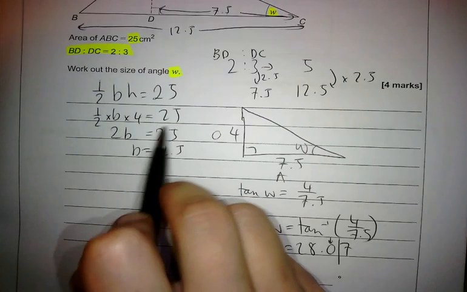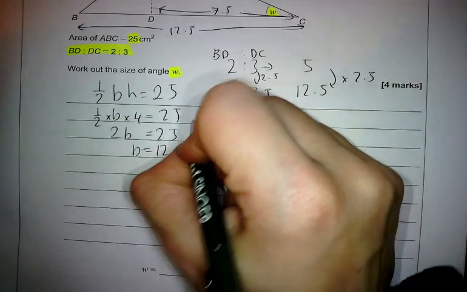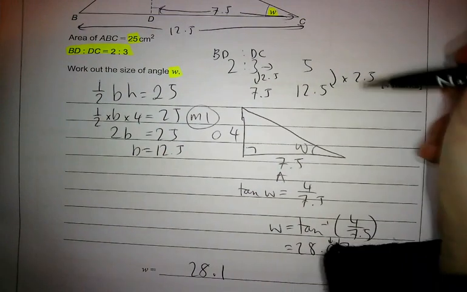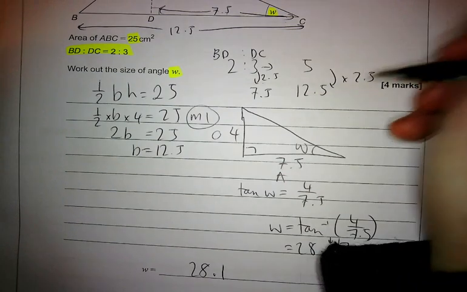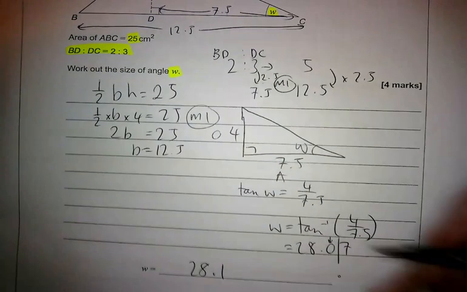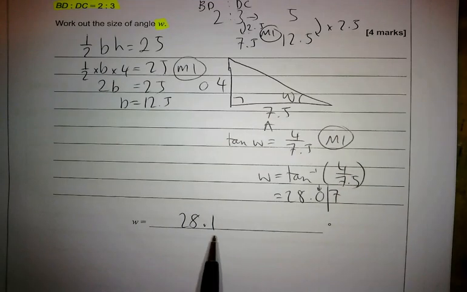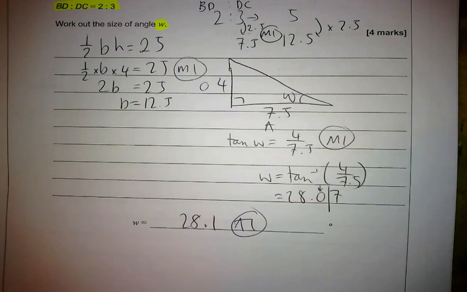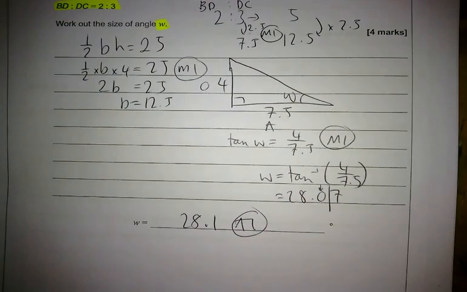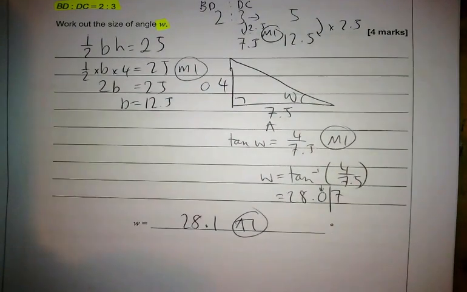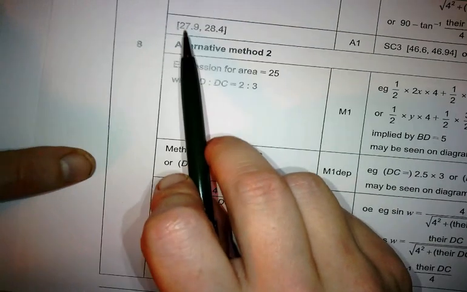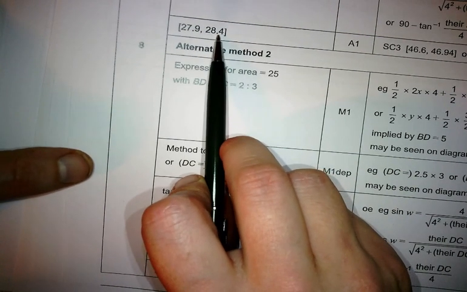You would get 1 mark for forming an equation involving the 4 and the 25. You would get 1 mark for scaling up the 3 by 2.5 using ratio. You would get 1 mark for tan W is 4 over 7.5, and full marks for 28.1 as your final answer. Just to give you the range that you could have had for that: anything between 27.9 and 28.4, you would get the mark.